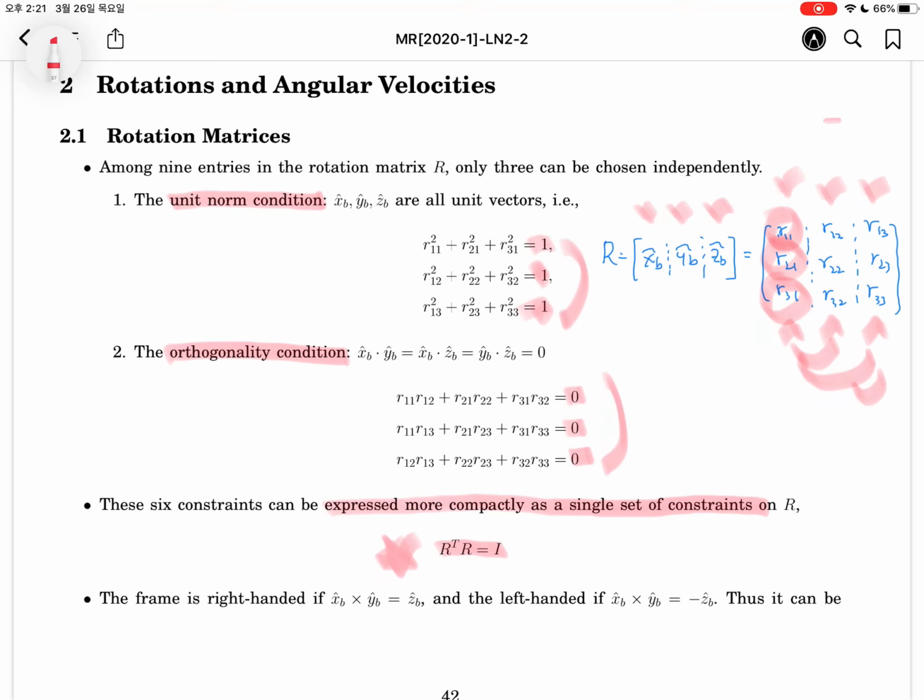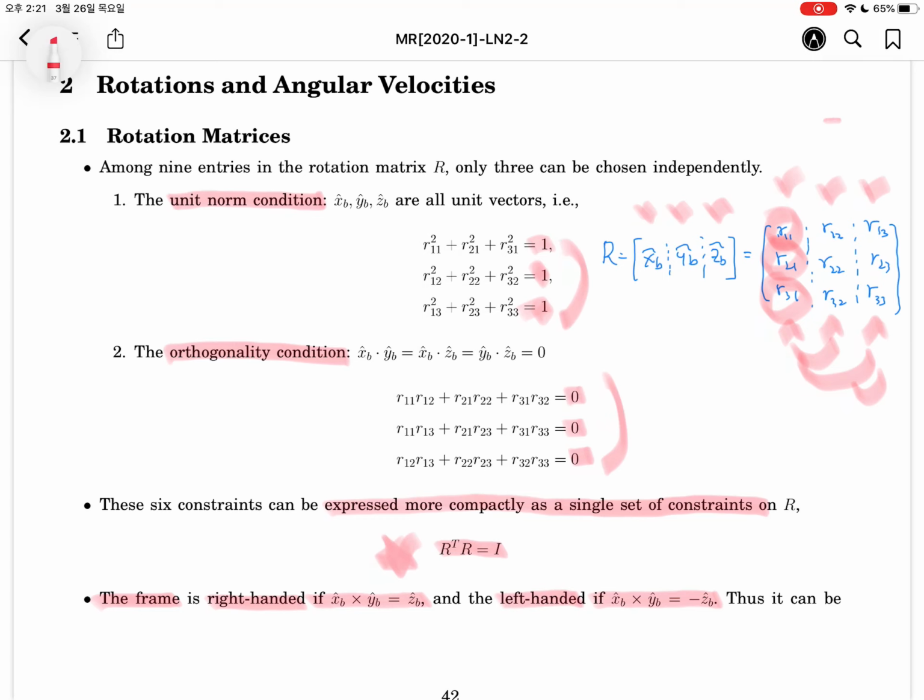One more, we assume that all the reference frames use the right-hand rule. So it can be expressed by using a mathematical description. If x times y produces z, then the frame is defined as right-handed. On the other hand, if x times y produces minus z, it is defined as left-handed.